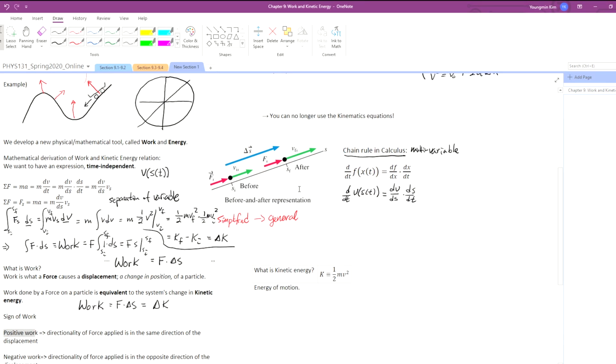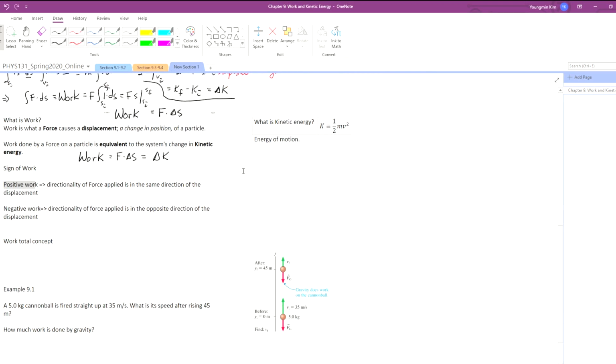So going back to this example here, let me say that in passive form. The work done by this force on this particle is positive in this case because the directionality of the force is the same as the displacement of the particle. If the force applied is in this direction, but this particle actually has displacement going this direction, then we say the work done here is negative. And I'll give you more examples later on.